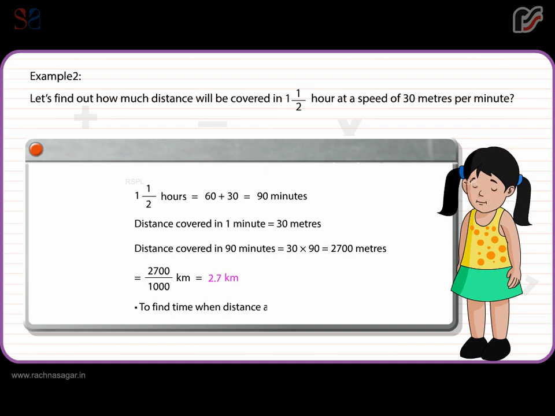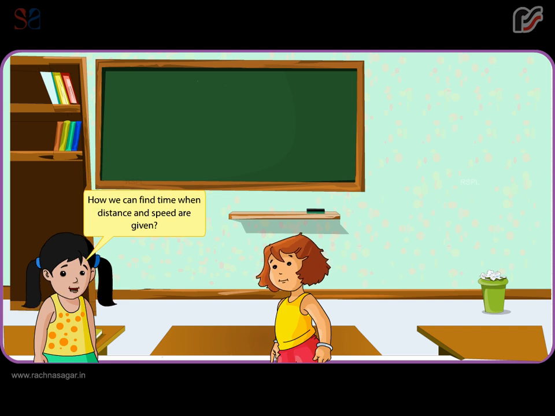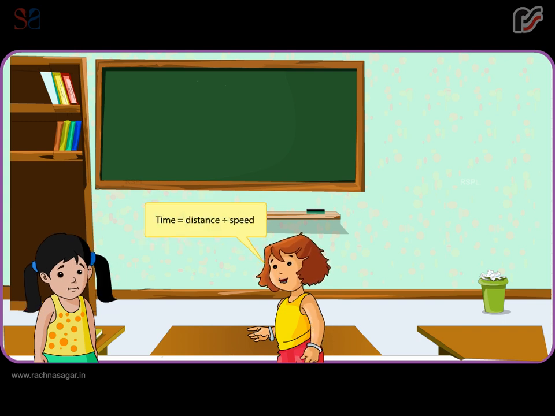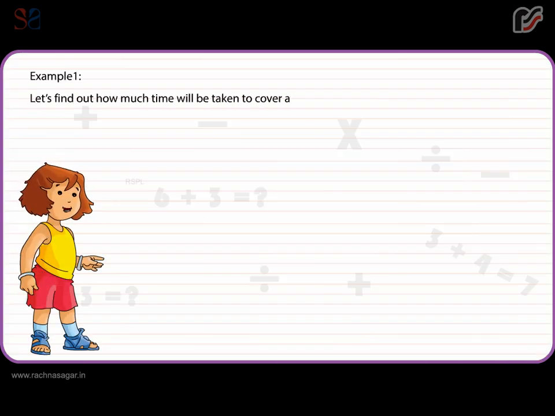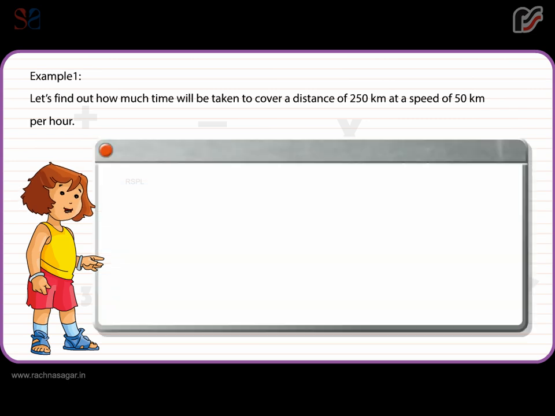To find time when distance and speed are given. How can we find time when distance and speed are given? It's very easy. To find the time taken, we use the formula: time is equal to distance divided by speed. Example 1. Let's find out how much time will be taken to cover a distance of 250 km at a speed of 50 km per hour.